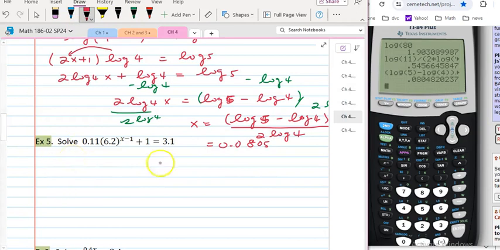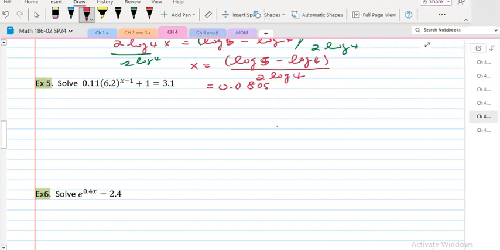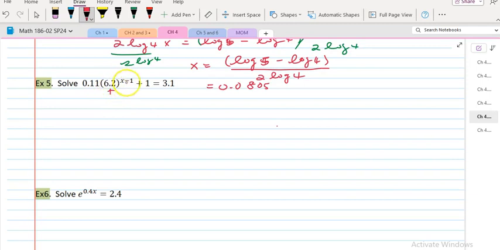Okay, so this is how you solve it. Example 5 is you have the exponent and the base is 6. You can have any base, and then add 1, 3.1, all these things. So we have to do cleanup first. Our goal is to have base, exponent, and a number. So I need to clean up the 1 first.